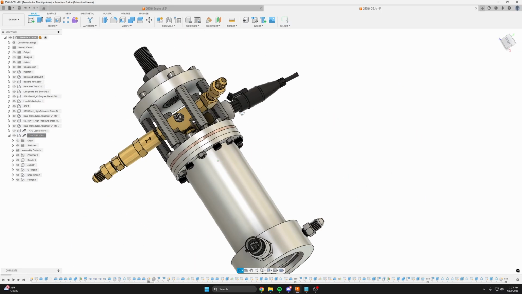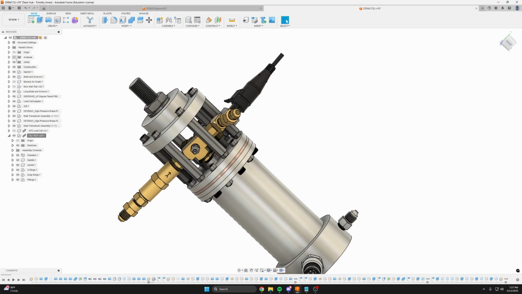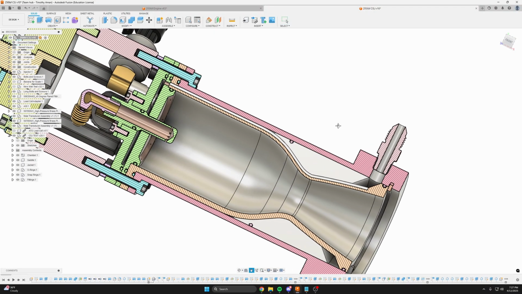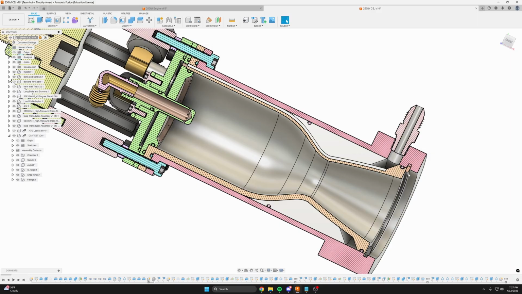And you can see it shares the same injector design as the old engine, just with a few extra O-rings and a snap ring here.